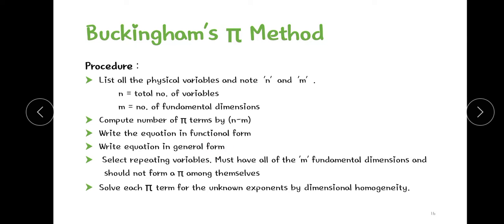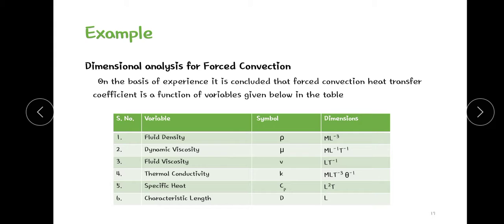After that, select repeating variables, which must have all the m fundamental dimensions and should not form a pi term among themselves. Next is to solve each pi term for the unknown exponents by dimensional homogeneity, and thereafter we will see an example of dimensional analysis for forced convection.